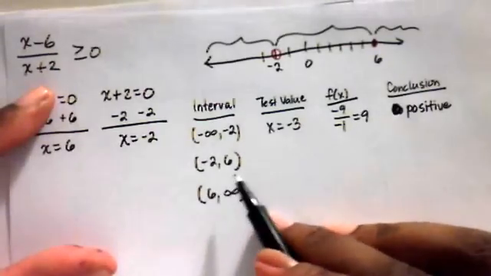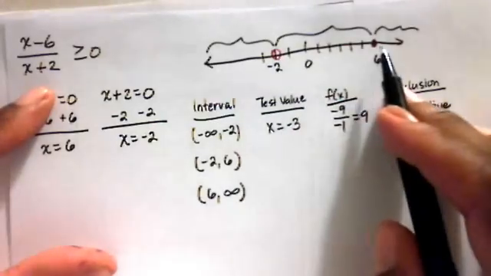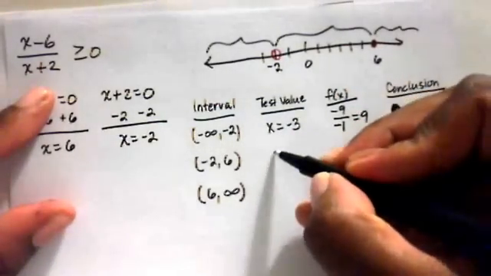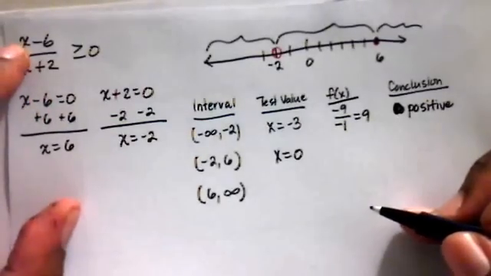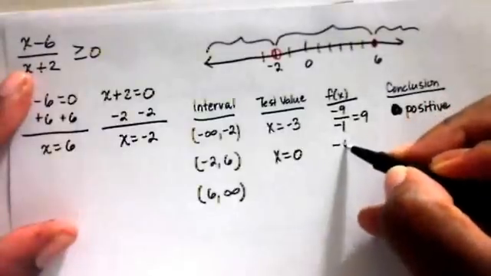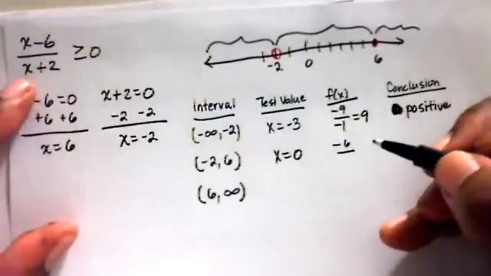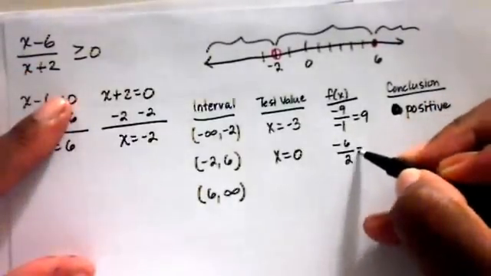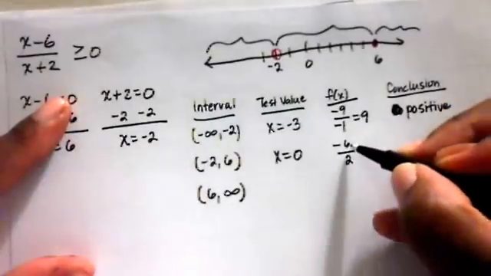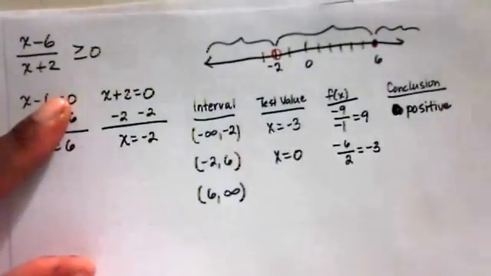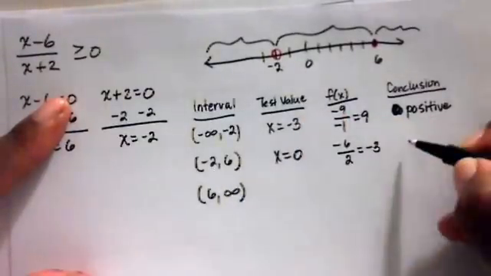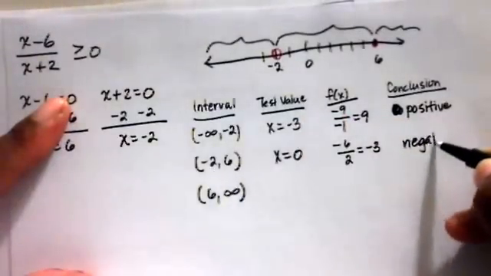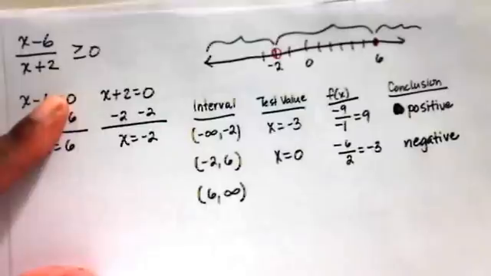The next interval is from negative 2 up to 6. That's this interval right here. Let's use x equals 0, because that's much easier. The numerator is 0 minus 6, that's negative 6. The denominator is 0 plus 2, which is 2. Negative 6 divided by 2 is negative 3. Here f of x is negative at x is equal to 0, so between the interval of negative 2 and 6, I'm going to get negative f of x values.